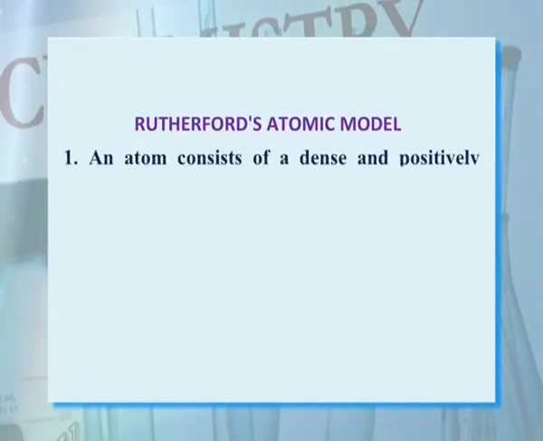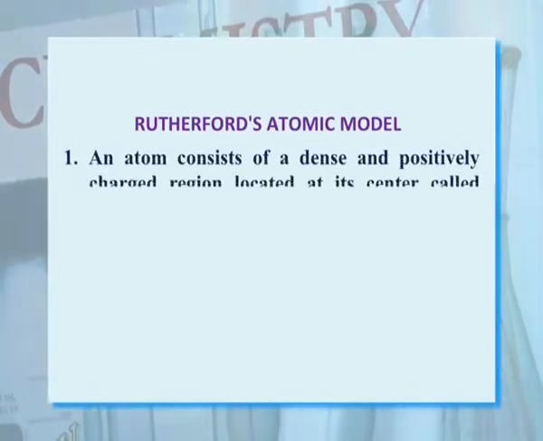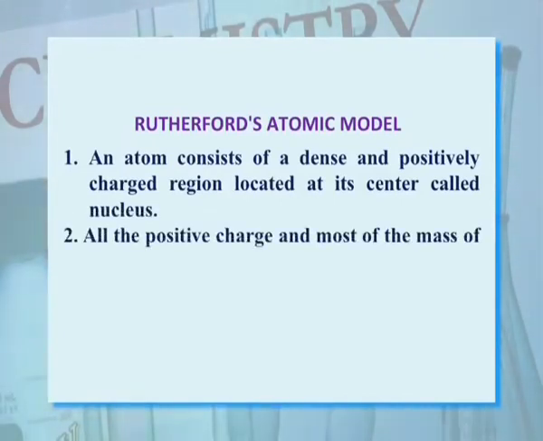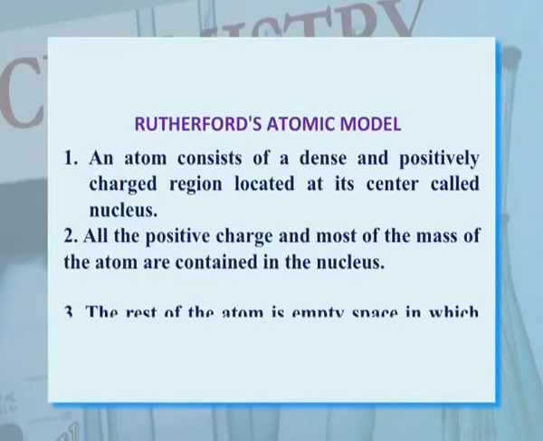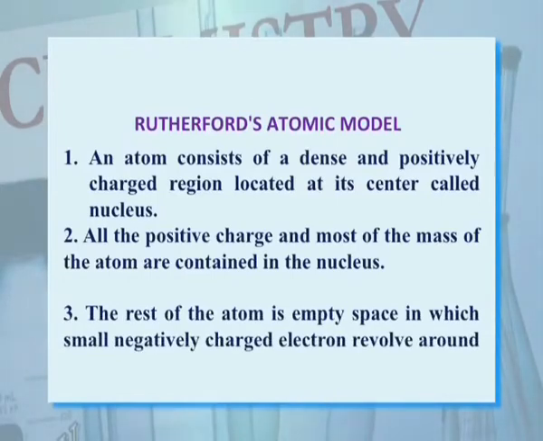First, an atom consists of a dense and positively charged region located in its center called the nucleus. All the positive charge and most of the mass of the atom are contained in the nucleus. The rest of the atom is empty space in which small negatively charged electrons revolve around the nucleus.